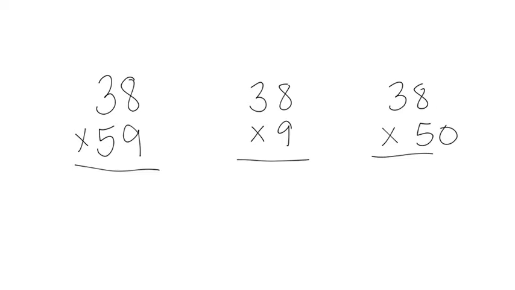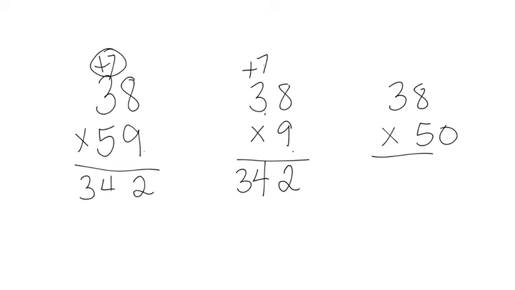Okay, let's see how you did. We always start right to left. So 9 times 8 is 72. We put the 2 in the ones place, regroup the 7. 9 times 3, 27, plus 7 more. That is going to give us 34. Okay, now let's try it in the standard algorithm side. 9 times 8 is 72. Regroup the 7. 9 times 3 is 27, plus 7 more is 34.